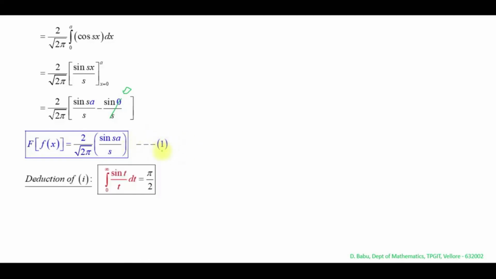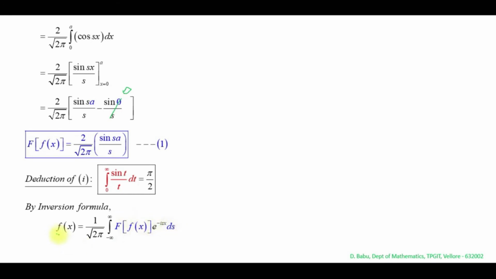Deduction of 1. So we have to deduce integral 0 to infinity sin t divided by t dt equal to pi by 2. So note that sin t by t is similar to sin sa divided by s, which is similar to the Fourier transform of f of x. Therefore we have to apply the inversion formula. So by the inversion formula, f of x equal to 1 divided by square root of 2 pi, integral minus infinity to plus infinity Fourier transform of f of x e power minus isx into dx.